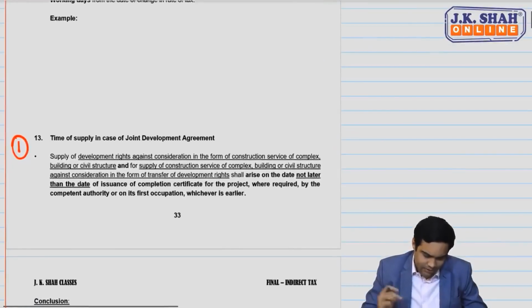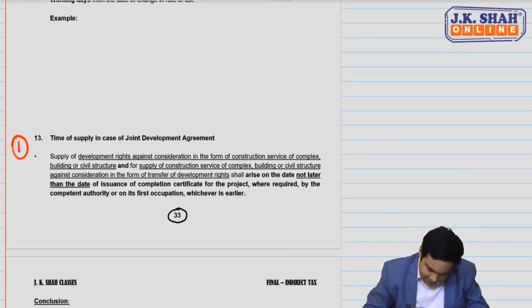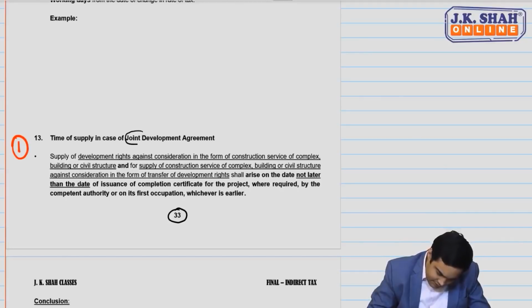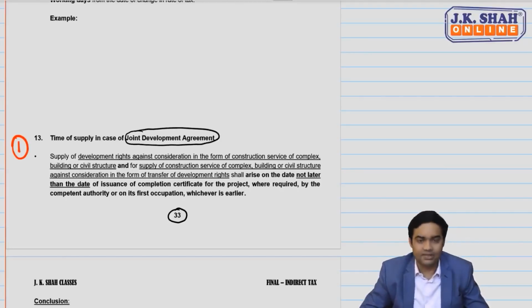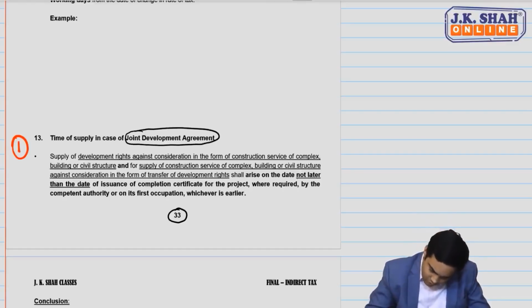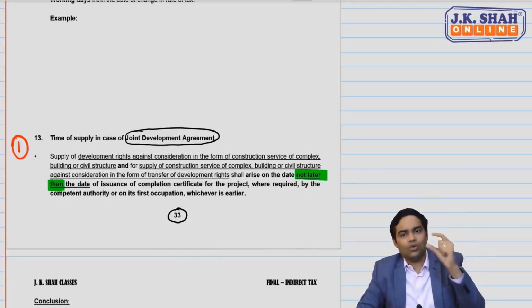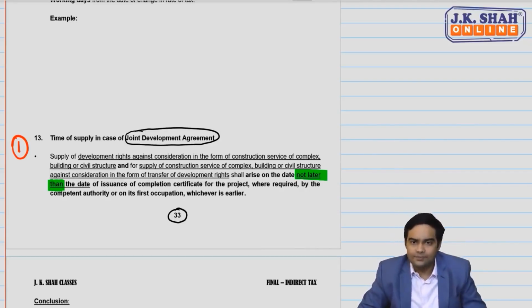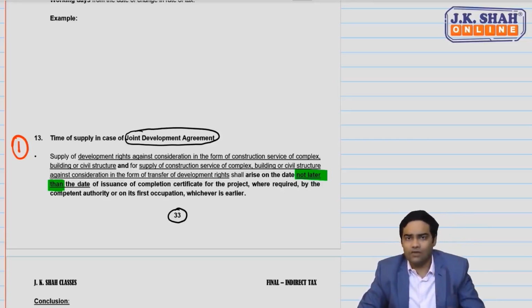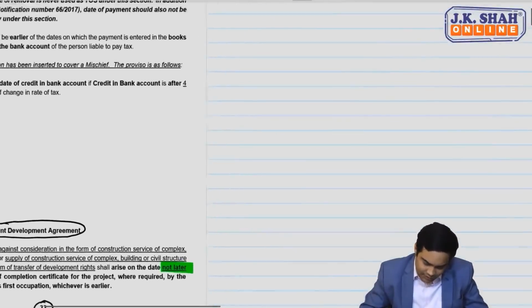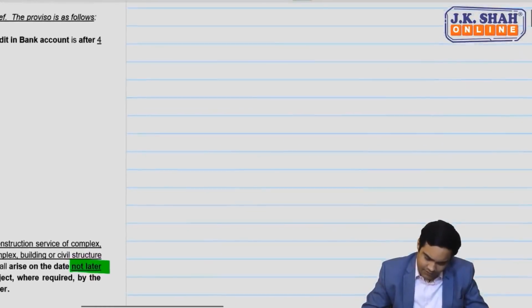Now come to page number 33. On page number 33, the amendment which has happened is in case of time of supply for joint development agreements. And what is amended? Only this green portion has been added: not later than the date of issue of completion certificate or first occupation, whichever is earlier. That's it. The amendment is only the addition of this "not later than". But let me explain the impact of this amendment. See this carefully. Let me give you a brief on this particular aspect first.